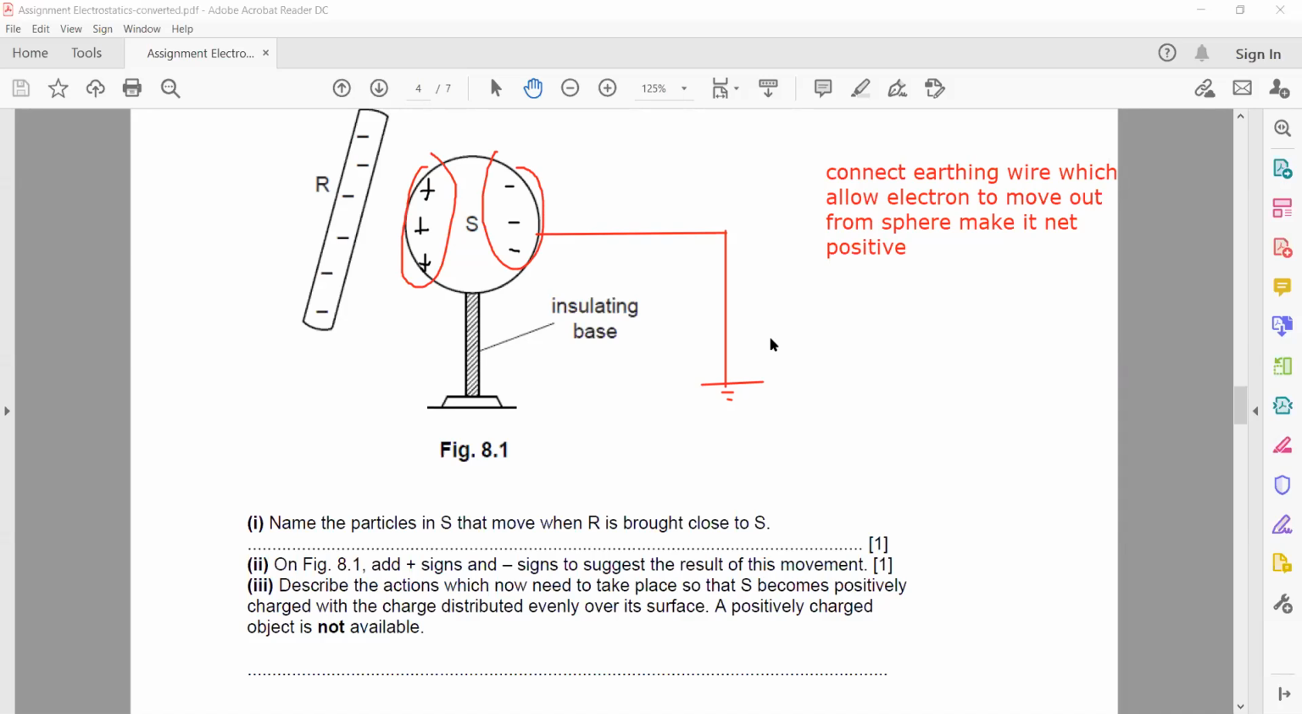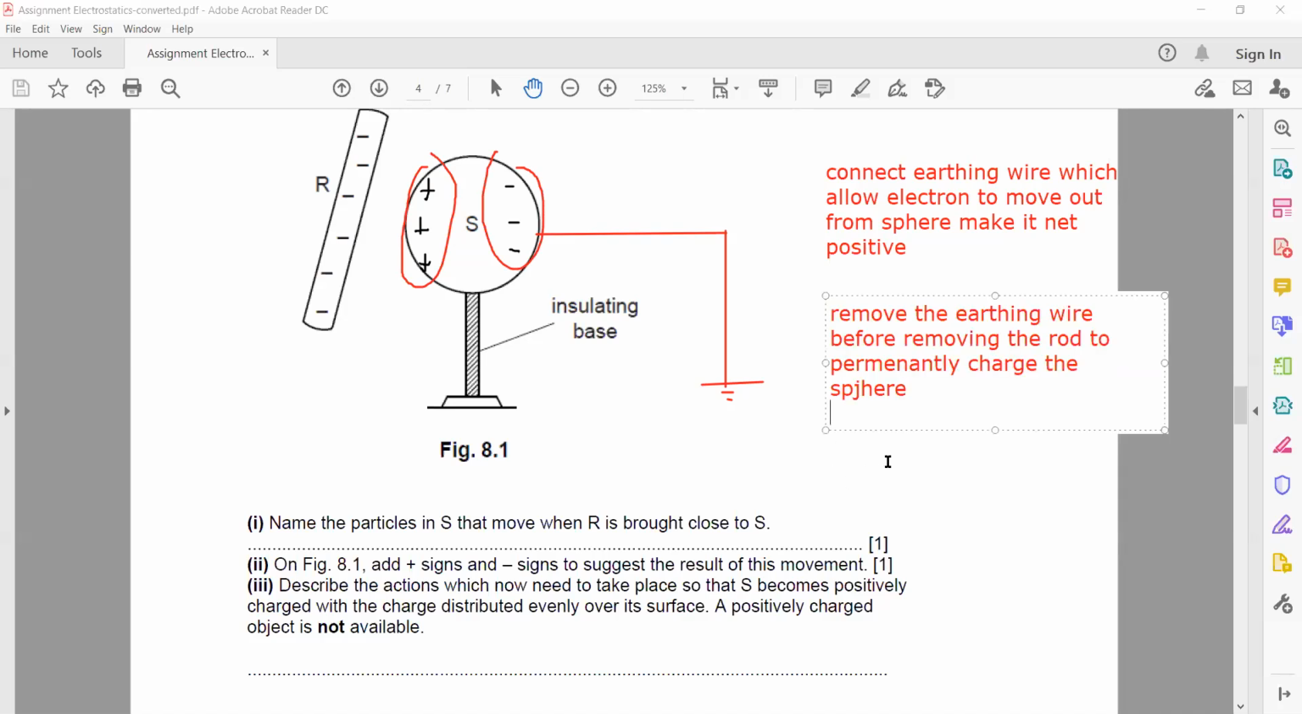Then remove the earthing wire and then the charged rod to make it permanently positive. Is it clear? That was the third part of this discussion.